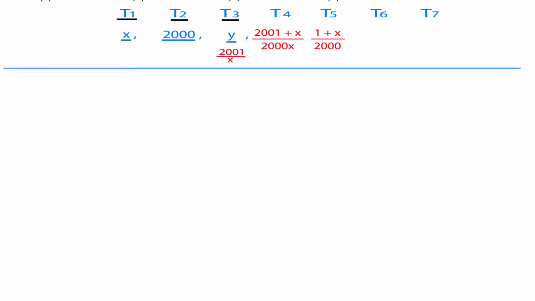Moving right along. What are we up to now? We have to find T6 next, right? So for T6 we will have to use T5 is equal to T4 times T6 minus 1. T5 is 1 plus x over 2000.